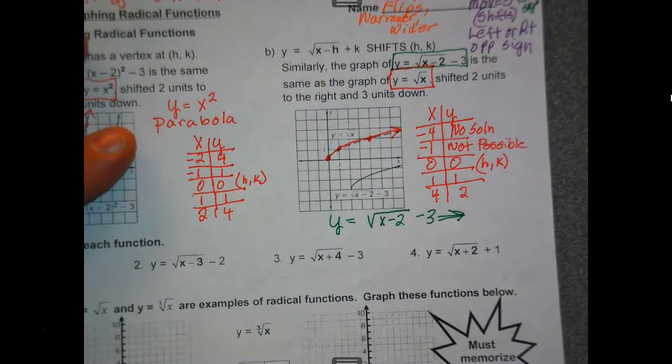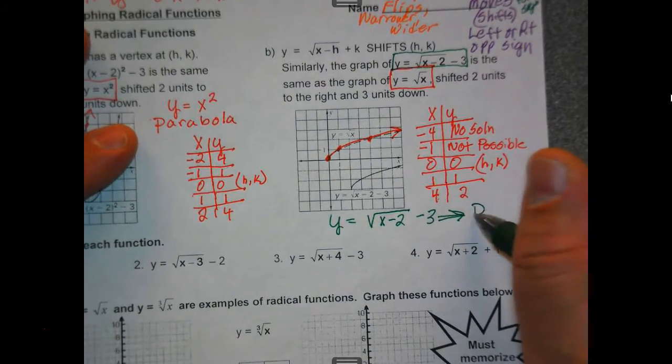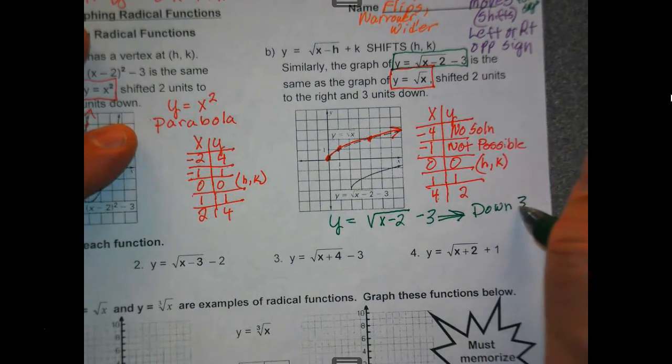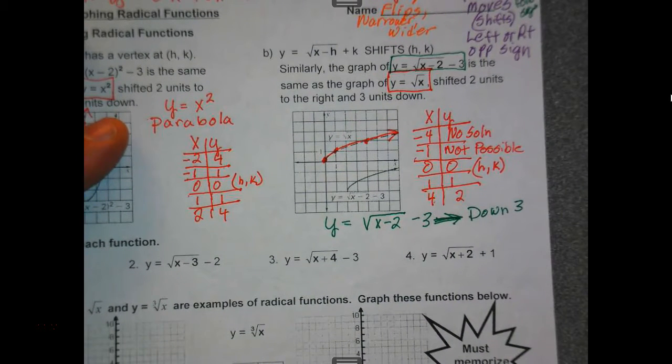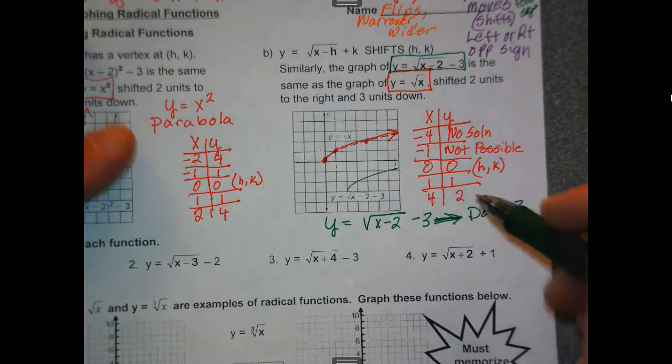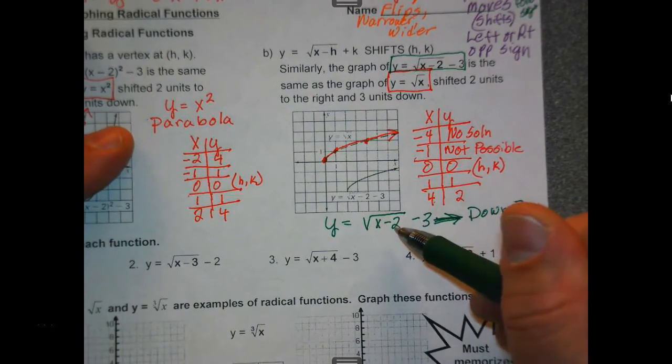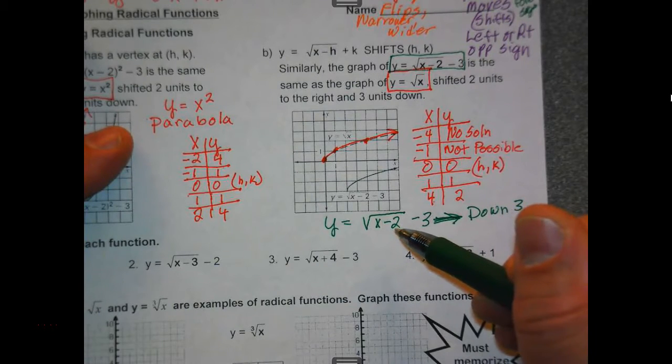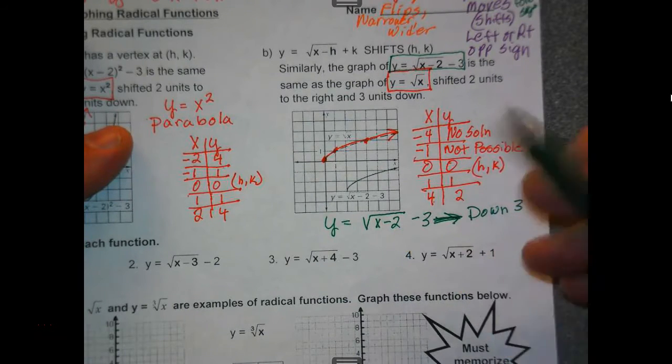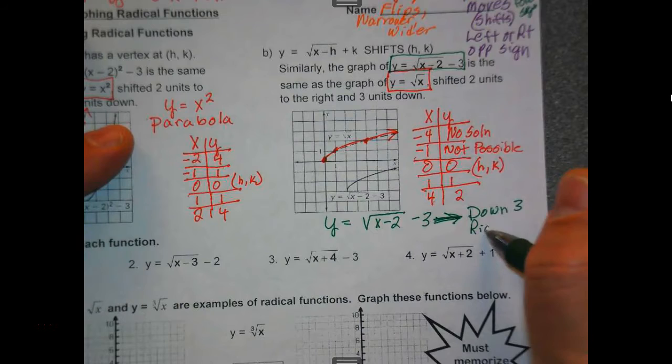What does it do? Down 3. Wonderful. What else? What is that -2? It's inside my mathematical symbol. This time it's inside the square root, so it's to the right 2. Wonderful.